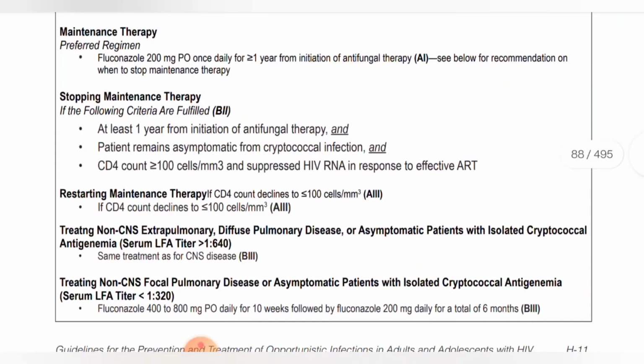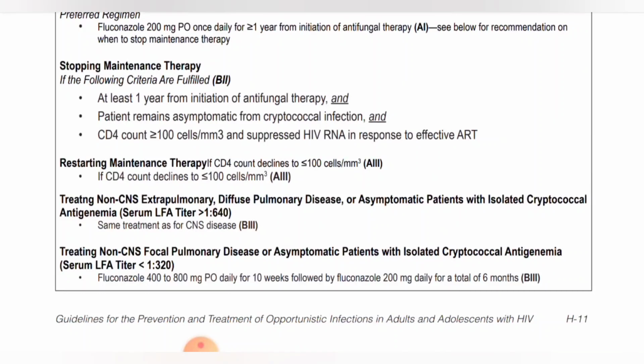Next is the maintenance therapy. Fluconazole 200 mg orally daily for around 1 year is required. And when will you stop this maintenance therapy? If all these criteria are fulfilled: at least 1 year since the initiation of the antifungal, the patient remaining asymptomatic, CD4 more than 100 cells, and the patient on effective ART. These are the conditions. If all 3 are satisfied, you will stop the maintenance therapy.